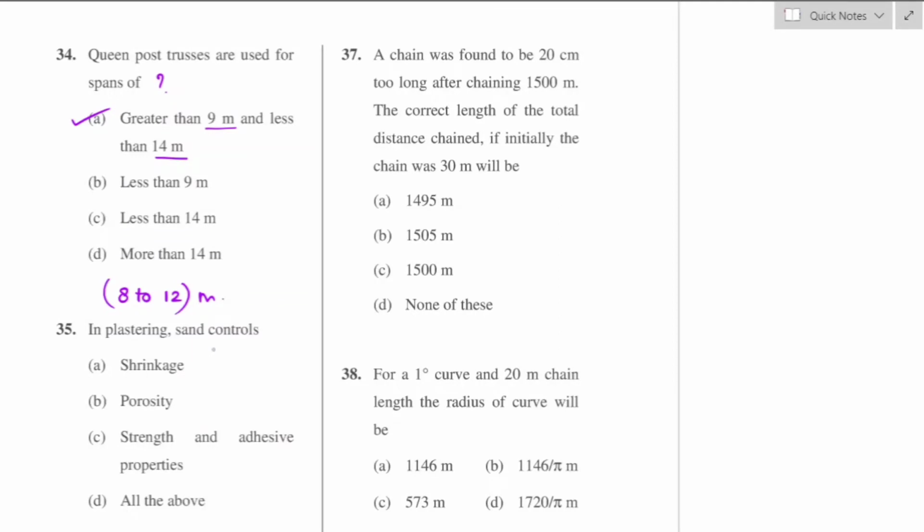Question number 35. In plastering, sand controls. When the plastering is done, sand controls shrinkage, porosity, strength and adhesive properties. So all these properties will be controlled by sand while plastering. So the right answer is option D, all of the above.